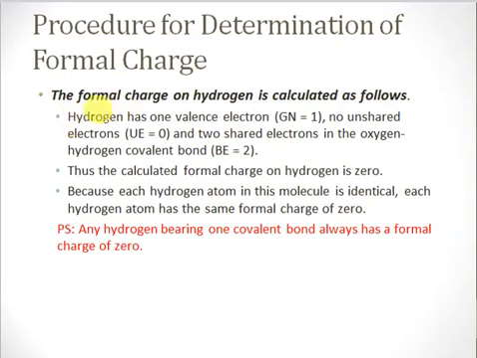So we know that it has 1 valence electron since it has group number 1, right? So G will be 1, and now there are no unshared electrons, so minus 0, and there are 2 electrons in the oxygen and hydrogen covalent bond, so we have to take the half of that, right? So 1, the group number, minus the number of unshared electrons, minus 0, minus half of 2, that's 1, minus 1. So the formal charge will be equal to, right?